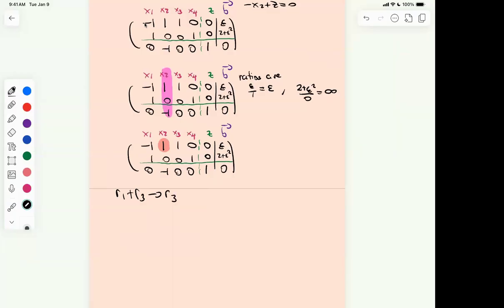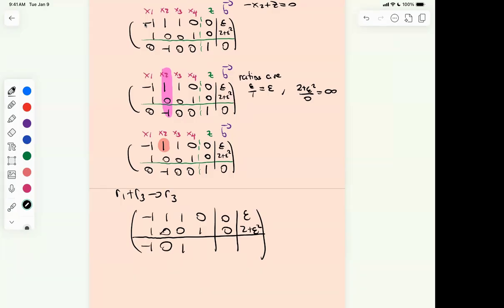Into row three. And let's copy this. So negative 0, 0, epsilon. Let me copy it to give you some time to catch up. 2 plus epsilon squared. And let's separate this one. So when you add, you get negative 1, 0, 1, 0, 1, epsilon.